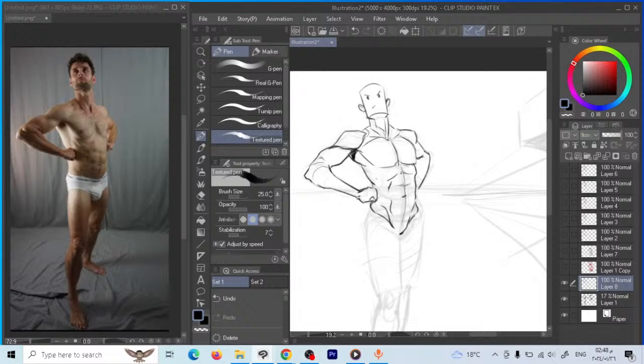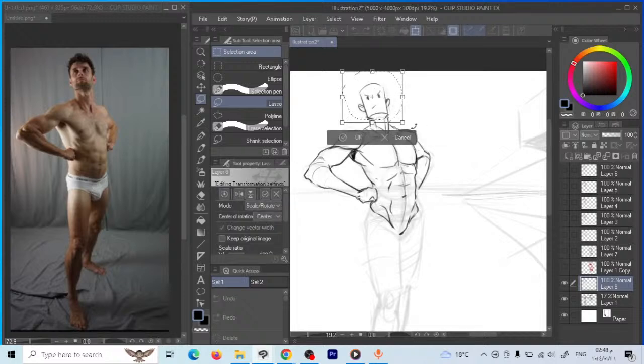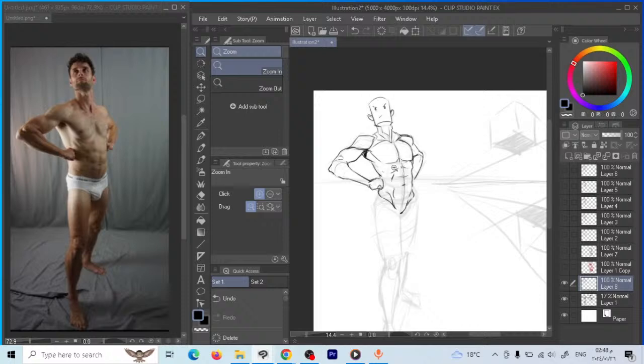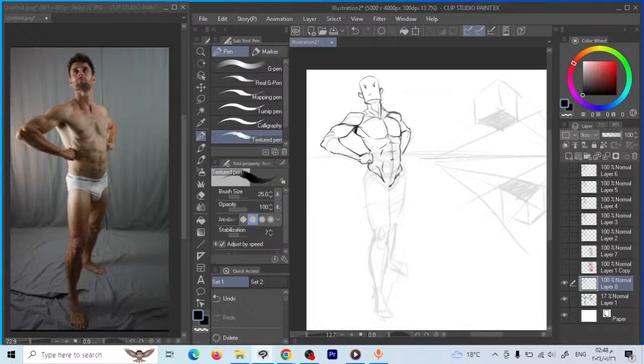I'm sorry if I'm not talking that much. If you have any questions, hit me with it. The head is kinda too small. Let's see. Sometimes you need to zoom out to see the whole thing. We can actually make it as small as we want.